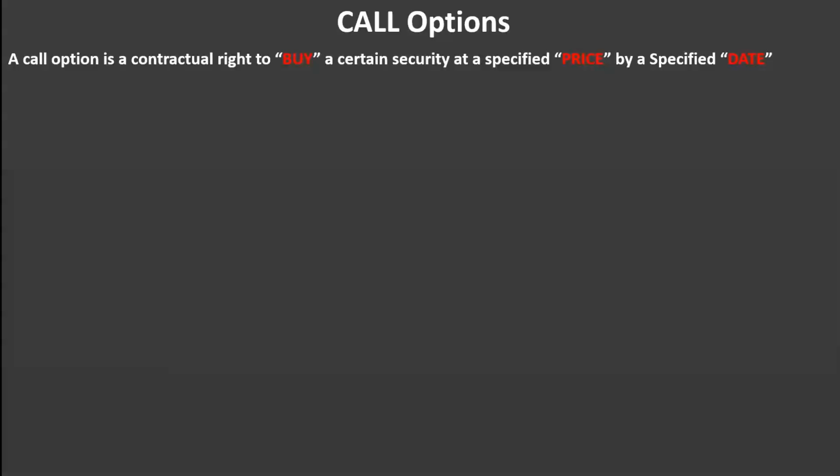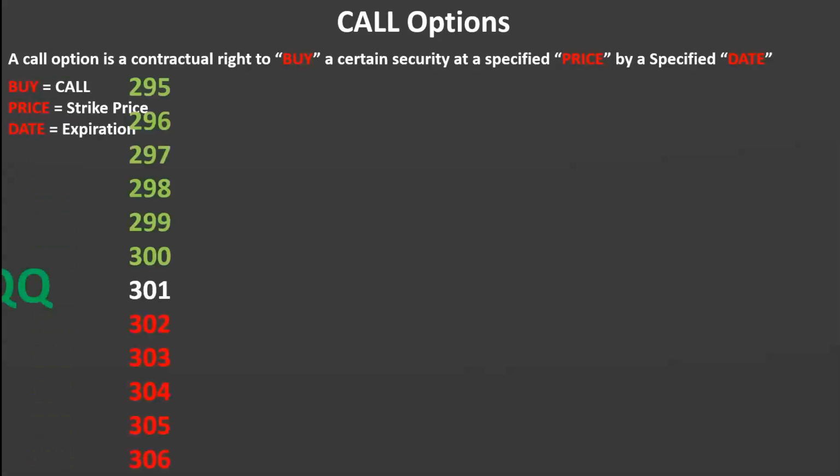All right. Sorry. A call option is a contractual right to buy a certain security at a specified price by a specified date. Notice I highlighted buy, price, and date. So I'm actually going to translate that for you. Buy means call, right? Price means strike price, and date is the expiration. All right. So a call option is the contractual right to buy a security at a specified strike price by a specified expiration date. That's essentially what we're doing with call options.